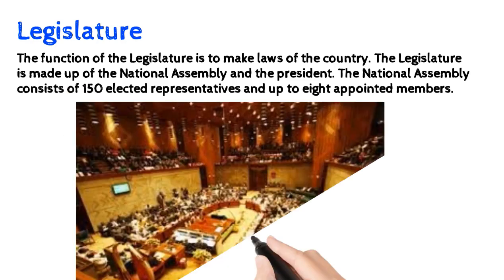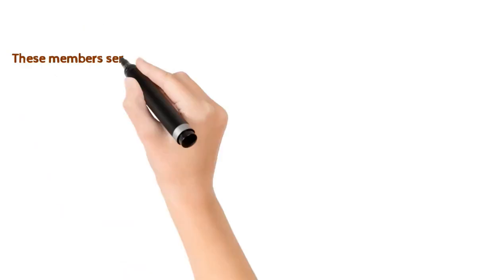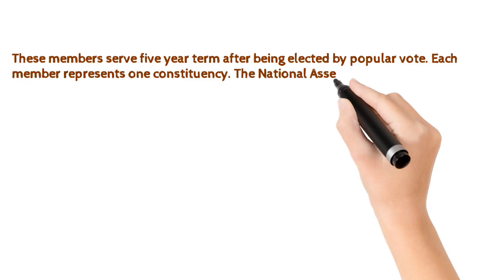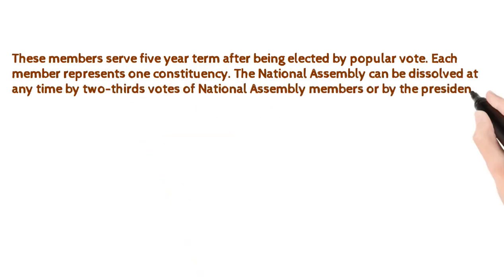Each member represents one constituency. The National Assembly can be dissolved at any time by a 2/3 vote of the National Assembly members or by the President. Whenever the National Assembly is dissolved, the country must hold elections within 3 months.